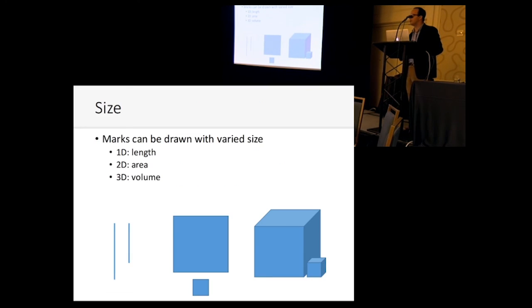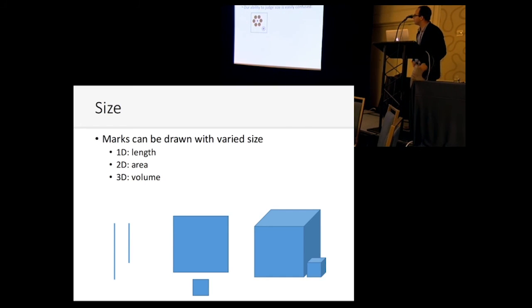The next visual variable we have to control is size. We have in 1 dimension, that's length. In 2 dimensions, we have area. And in 3 dimensions, we have volume. We can control all of those with the caveat that our ability to perceive differences in those different sizes doesn't always work as you might expect.